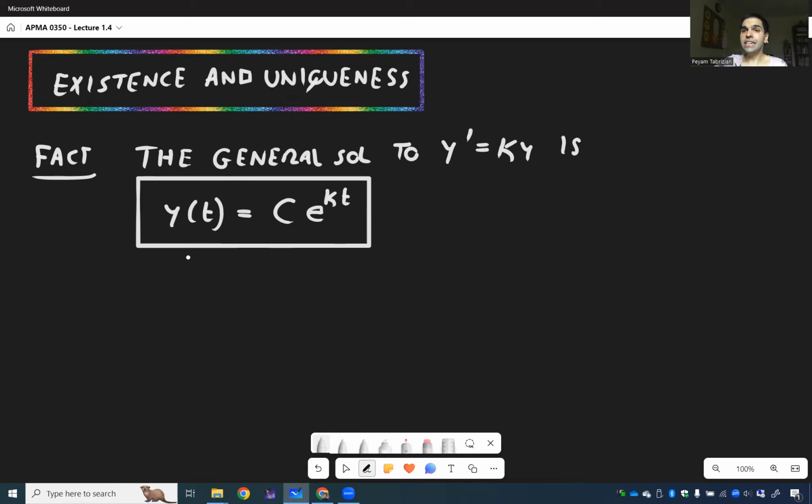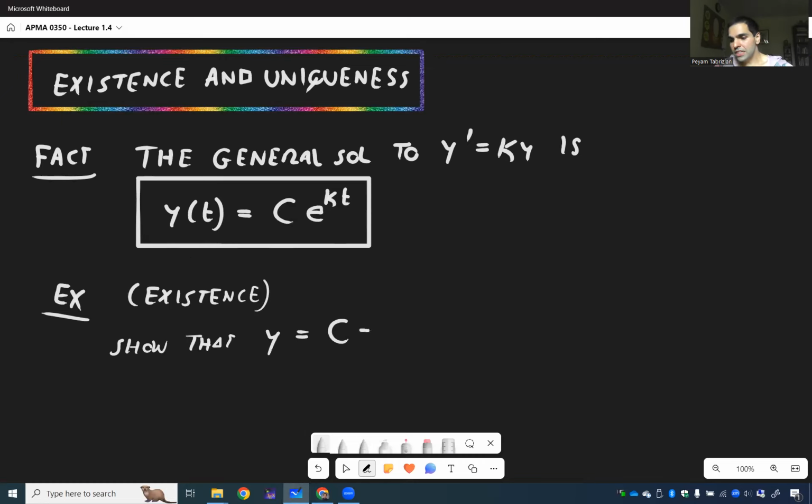What does it mean for something to be a solution and also the general solution? This is what's called existence and uniqueness. So let's cover the existence part first. Let's show that y equals ce to the kt solves the differential equation y prime equals ky. So this means existence. There is a solution to this.